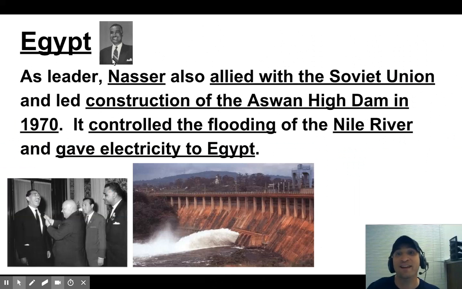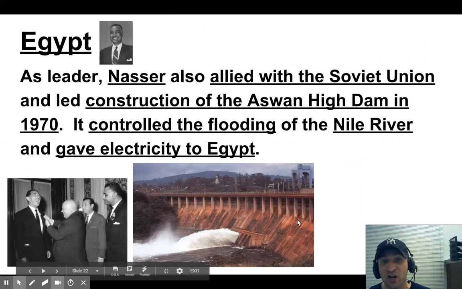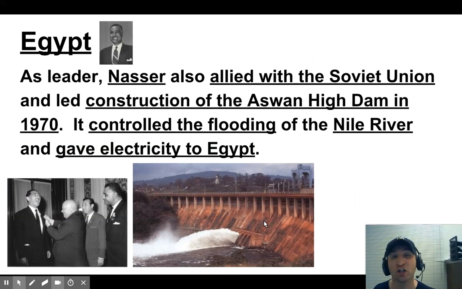As leader, this man Nasser also allied with the Soviet Union and led construction of the Aswan High Dam in 1970. And here's Nasser with the Soviet leader Khrushchev. They're laughing it up. Ha ha. And the Aswan High Dam, there it is. It controlled the flooding of the Nile River, and it gave electricity to Egypt. So it was an important structure that Nasser had built.